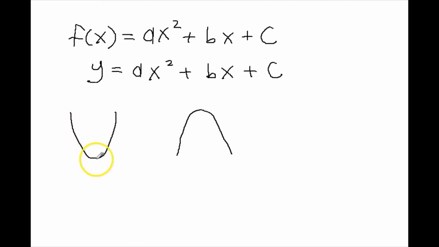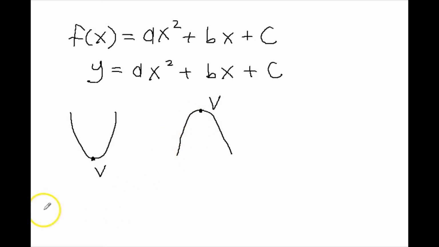If the parabola opens up, this would be the vertex and it would be the lowest point, so V for vertex. If the parabola opens down, this would be the highest point. The vertex is the highest point. So what did I say? If the parabola opens up, then the vertex is the lowest point. If the parabola opens down, then the vertex is the highest point.